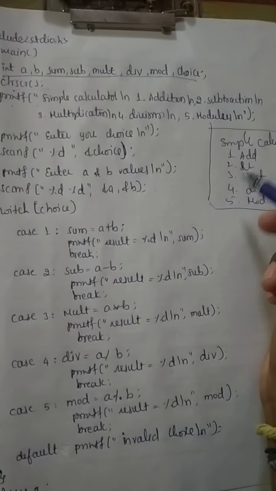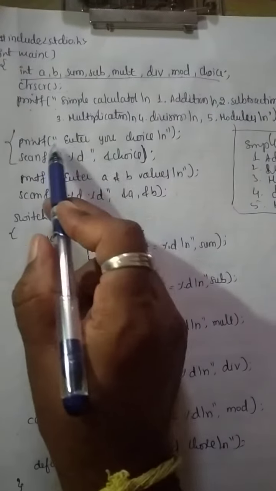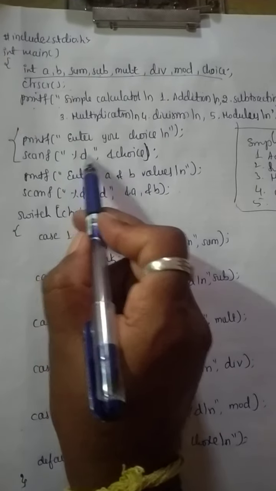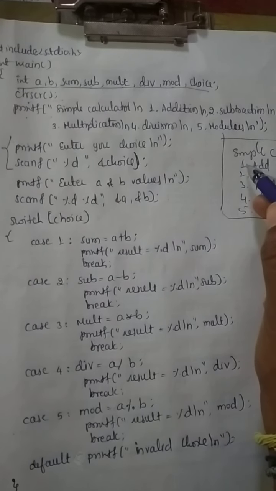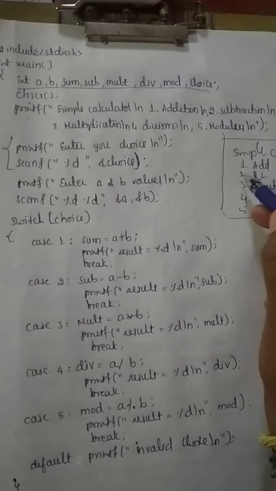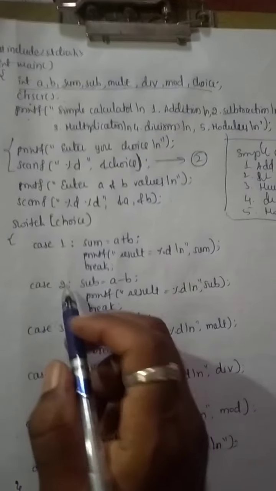So you can choose one number among these. That is your printf and scanf. printf "Enter your choice", scanf %d &choice. Suppose if you want to go for addition, you can choose 1. If you want to go for subtraction, you can choose 2. Now consider my choice is 2.